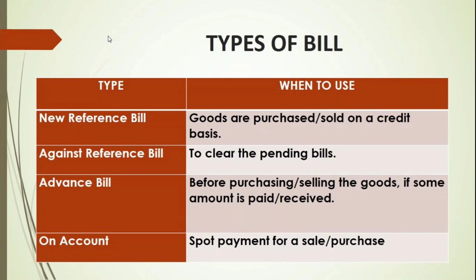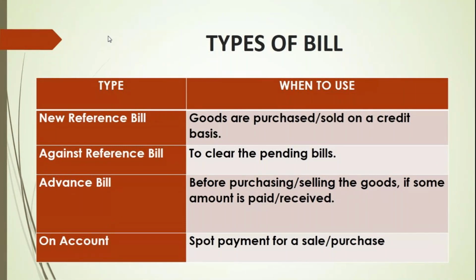The last one we have is on account. On account is straight. On account is when there's a spot payment. Now, I'll come back to that same stationery business example. Now, I have to pay 2,000 to the supplier.